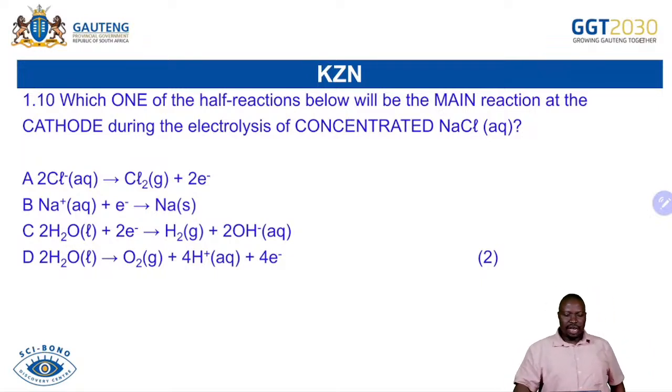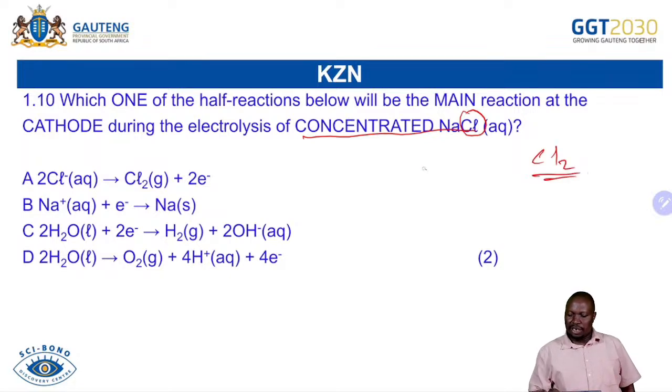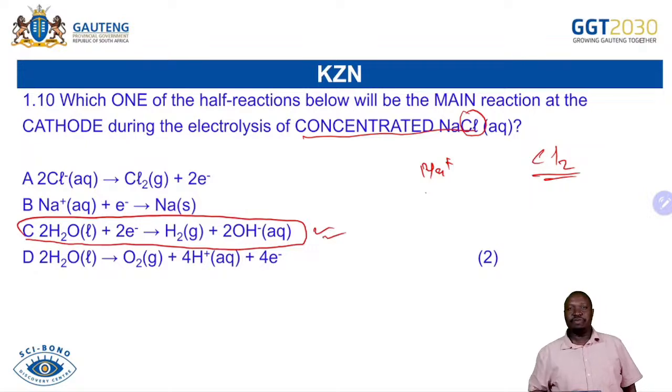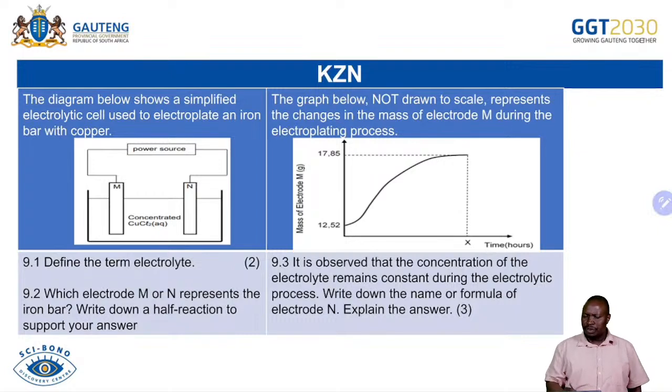Now, this question is saying which one of the half reactions below will be the main reaction at the cathode during the electrolysis of concentrated sodium chloride. Already we said chlorine Cl2 forms at the anode. And we said sodium plus is not a stronger oxidizing agent than water. So definitely it must be water gaining electrons to form that, which is number C. I'm trying to be fast because we have done this question before, you have seen it. And this was the paper from KZN.